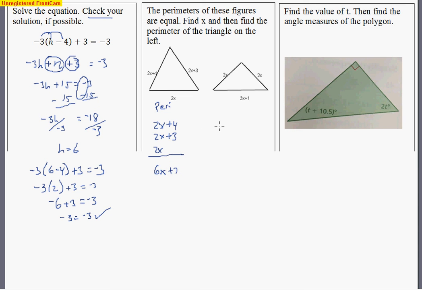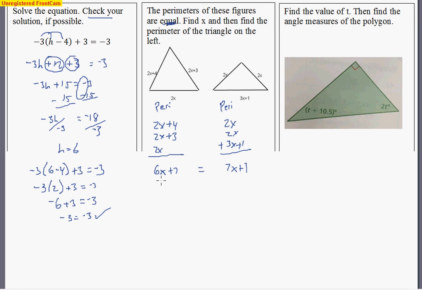I'll do the same thing with this one. 2x, 2x, and 3x plus 1. So this is just the perimeter of this. And I add those numbers up, I get 7x plus 1. So they're saying that they equal. See, it says the perimeters are equal.